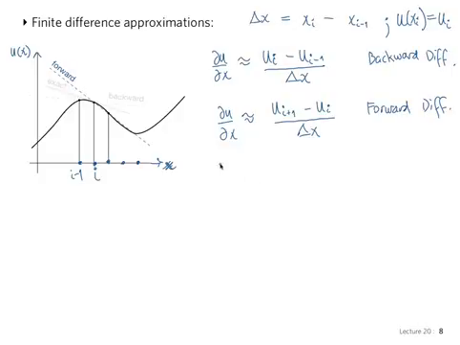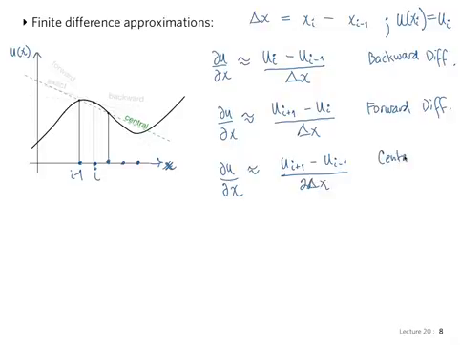And if we want to use the central difference, we would have both u_{i+1} and u_{i-1}. But notice that the difference between these two points now is 2 delta x. You agree? You agree with that? Yeah, okay, good. So those are our finite difference approximations. That's it.